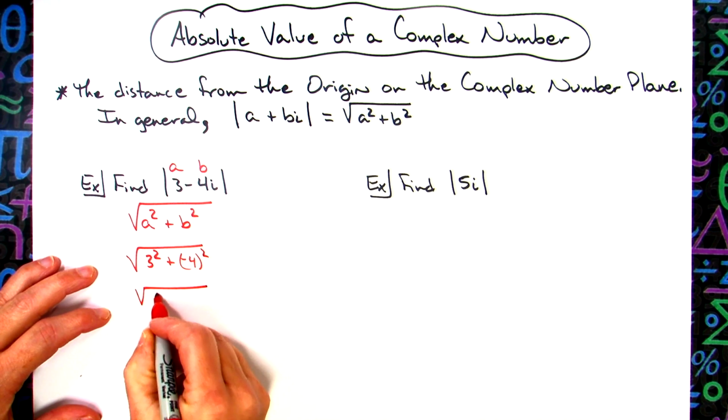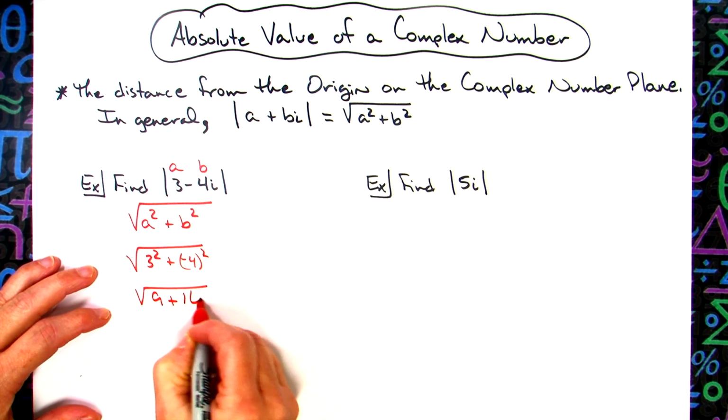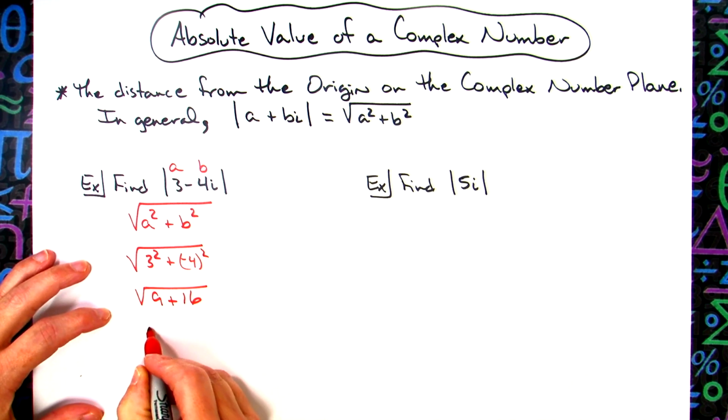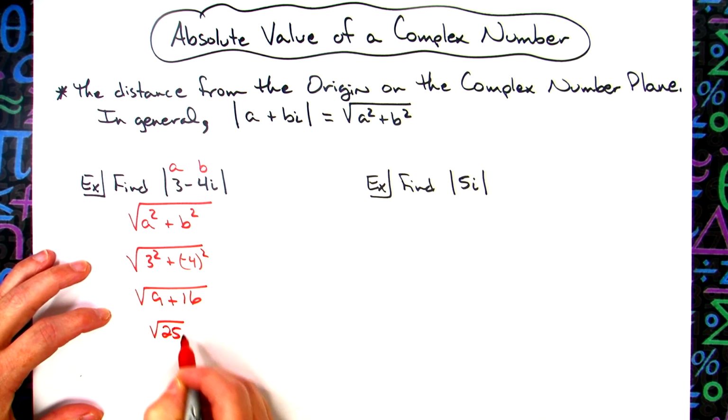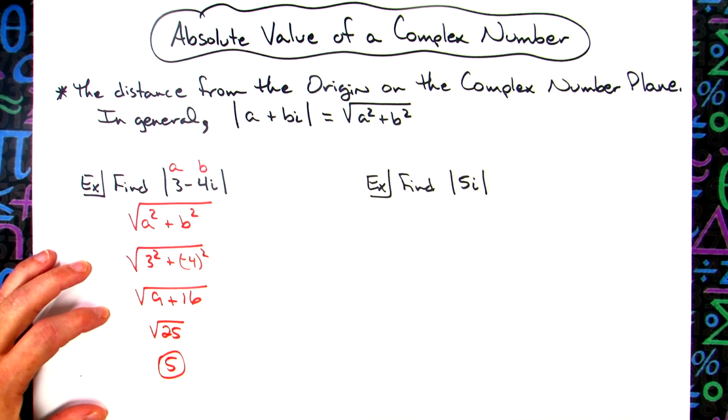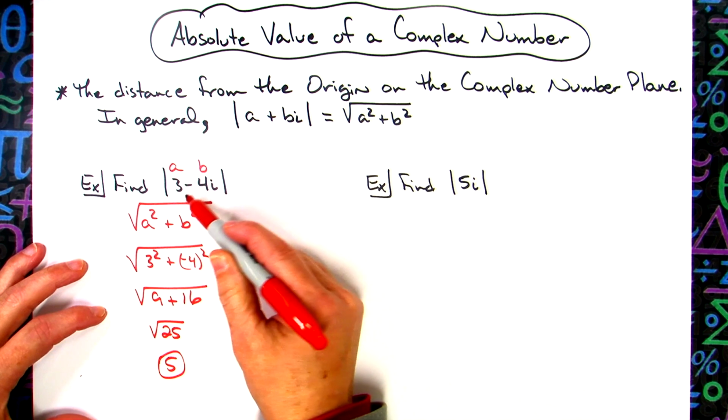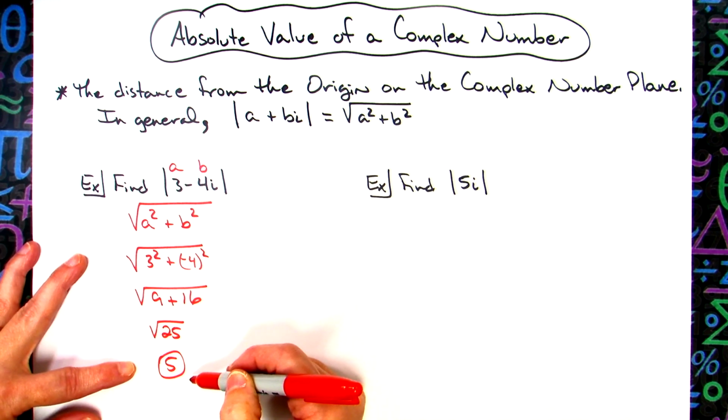We'll have the square root then of 9 plus 16. Square root of 9 plus 16 is going to be square root of 25, which is going to give us an answer of 5. So the absolute value of our complex number 3 minus 4i is going to be 5.